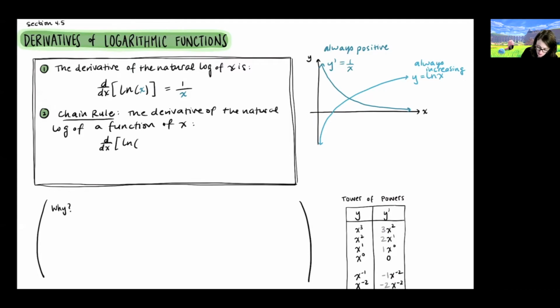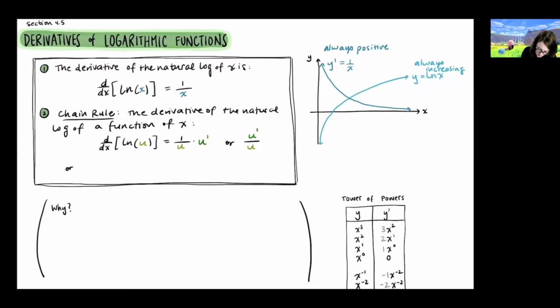Now I'm going to use u for the inside function. Okay, we differentiate the outside, so we will get the derivative of the natural log function, which is 1 over whatever is inside. But then with the chain rule, what we have to do is multiply this by the derivative of the inside, and that's u prime. So it's 1 over u times u prime, 1 over the inside times the derivative of the inside. Another way that we can simplify this right off the bat is saying that it's the derivative of the inside over the inside. So u prime over u.